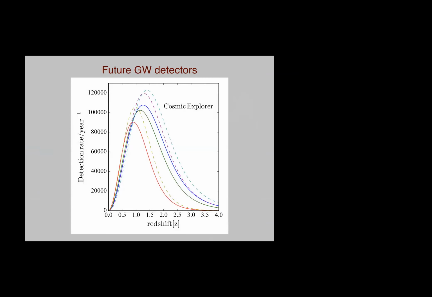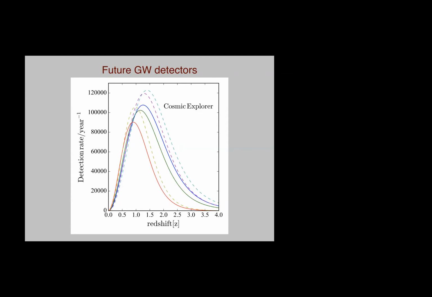And if you plot the same thing, for example, for Cosmic Explorer, this is what you get. So this is very different than what we had for LIGO. Now you can differentiate between these curves. And also you can see that the redshift reach for LIGO was 0.1. Now this is around 3 or 4.